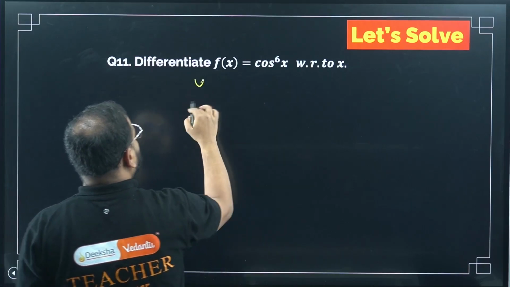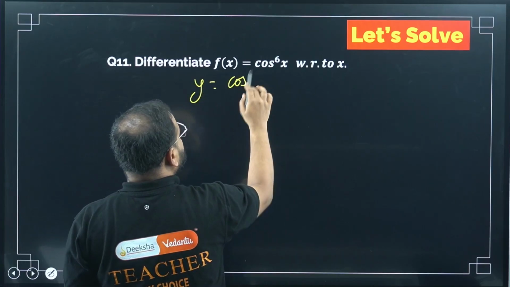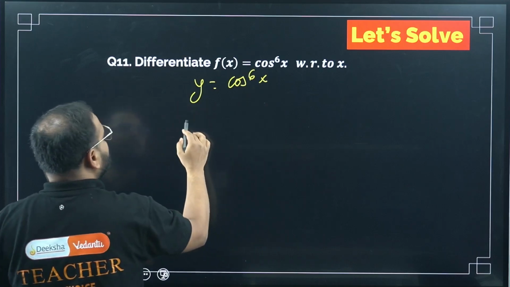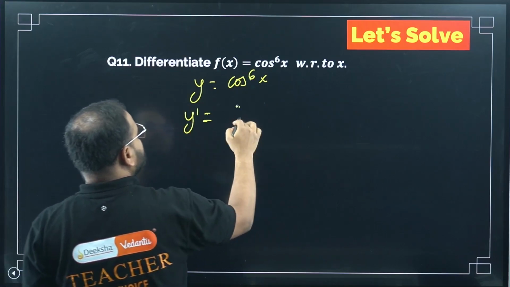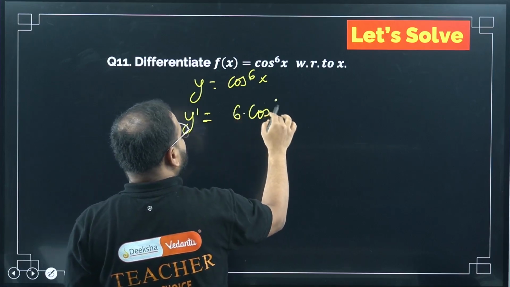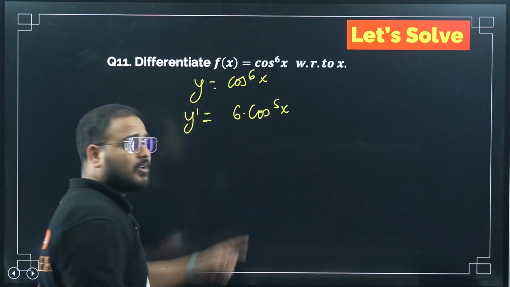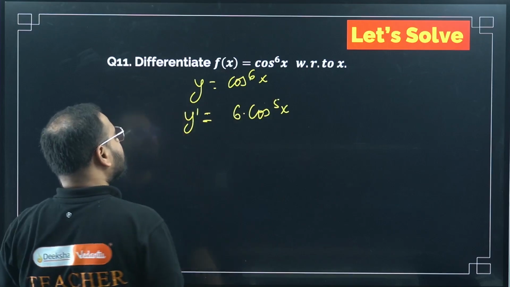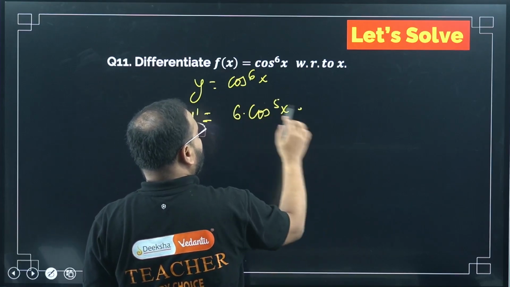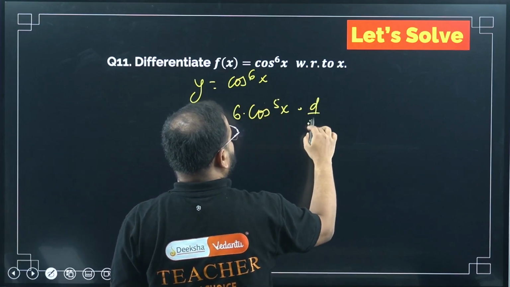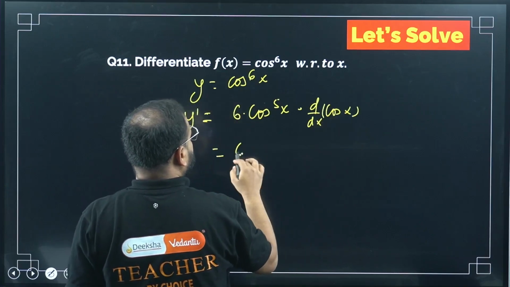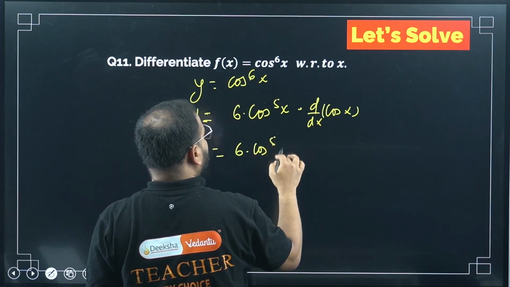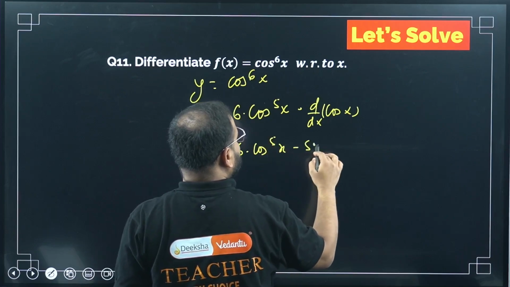So if I write like this, y equals cos^6 x. Okay, what is going to be y dash? Y dash will be simply 6 times cos^5 x. Why, sir? Because 6 minus 1 is 5, times the differentiation of cos. What's my final answer? 6 cos^5 x and minus sin x.